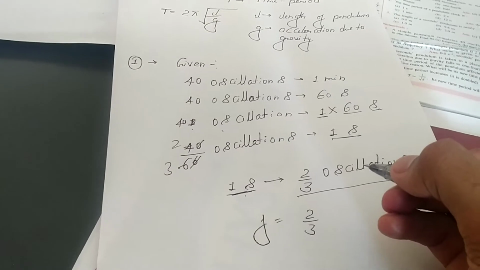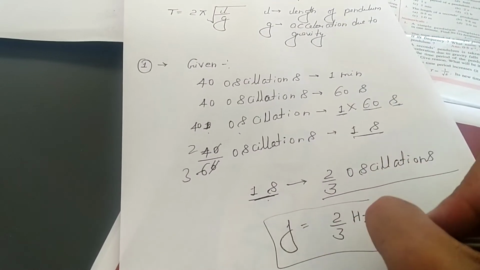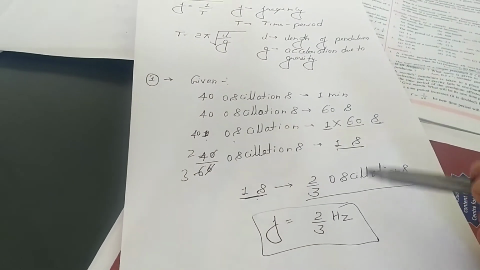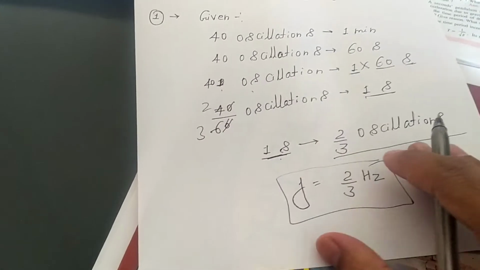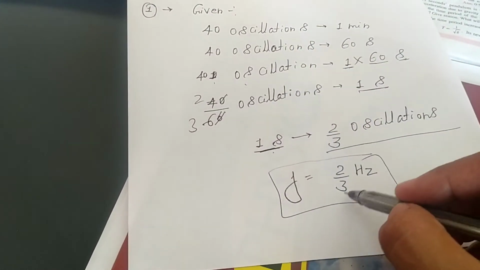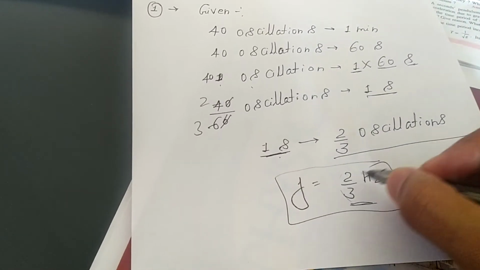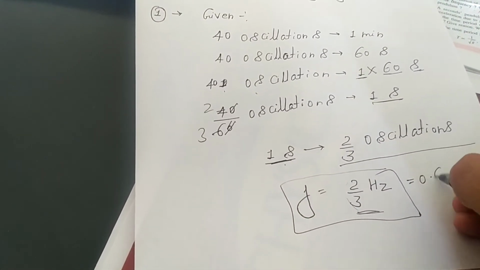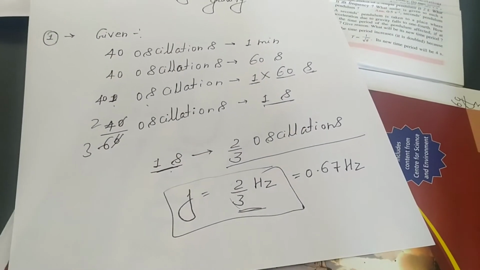And what is the SI unit of frequency? The SI unit of frequency is Hertz. So frequency is given. See how tricky they have done it. Frequency is 2 by 3 Hertz. Now in the first part they are asking us to calculate frequency. Frequency we have calculated. You can solve it in decimal by dividing it, so it will come 0.67 Hertz. So this is the frequency. This is the first part which is done.